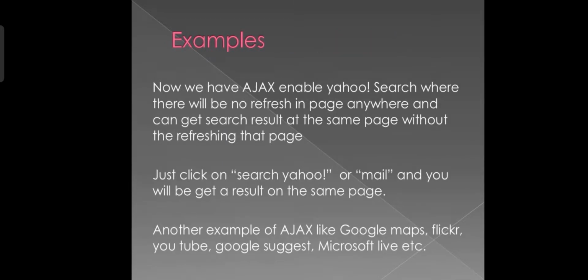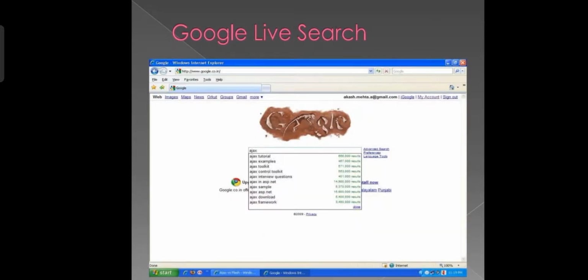Examples. Now we have an Ajax-enabled Yahoo search where there is no page refreshing and you can get search results on the same page without refreshing it. Just click on search in Yahoo or mail and you will get a result on the same page. Here is the example which we searched in Yahoo.